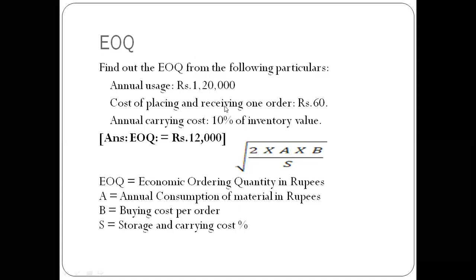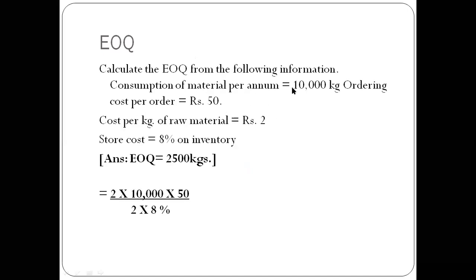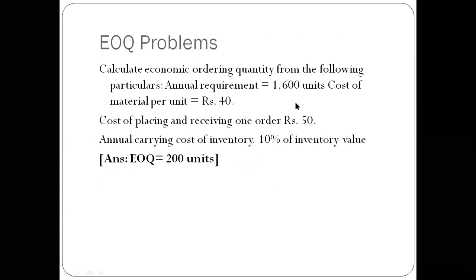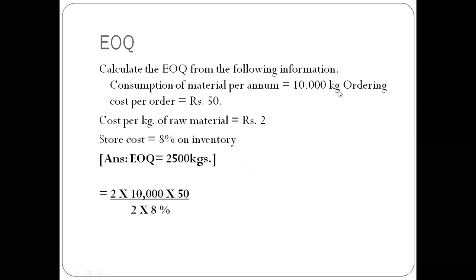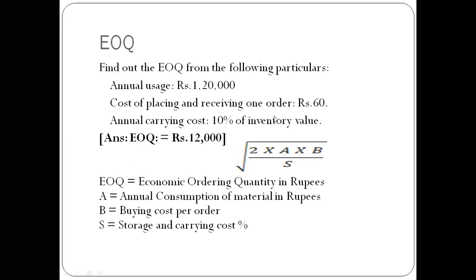In the previous case, if you check, kilograms was given. And in the previous problem, the annual requirements were in units. Here the annual requirements are in kilograms, but the value is given. But this case is entirely different, because they have given the annual usage in rupees.